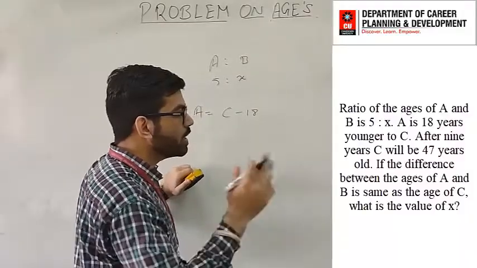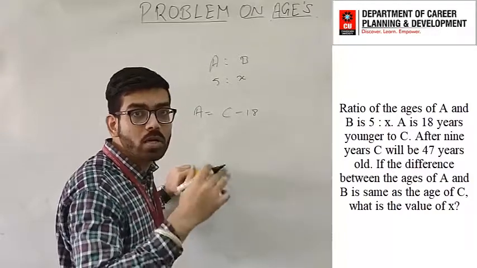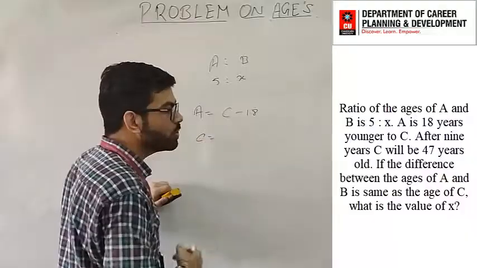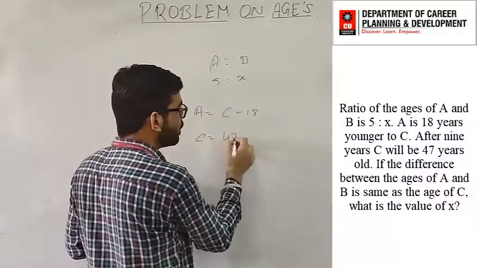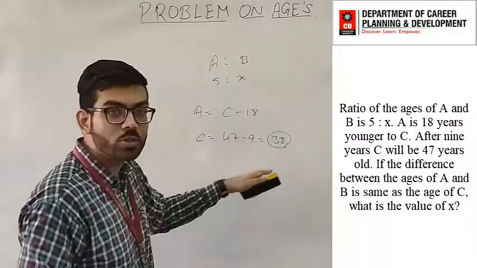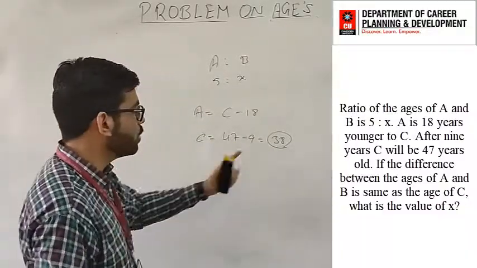Next part of the question is: after 9 years C will be 47 years old. So present age of C comes out to be 47 minus 9, which is 38. This one is the present age of C, so the value of C comes out to be 38.